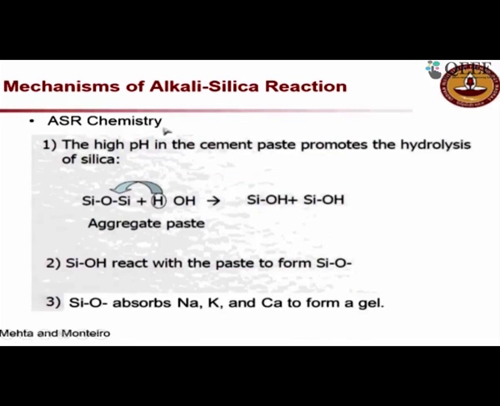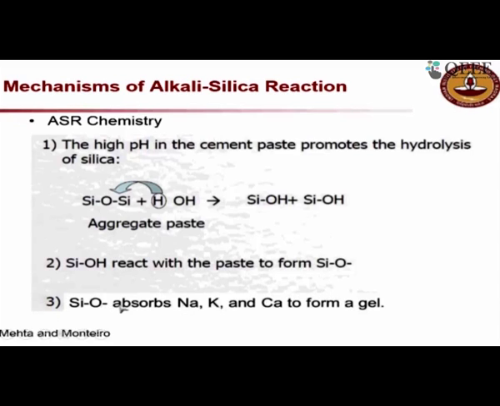Now let us look at the mechanism, or the chemistry, of how this happens. In cement paste, you know that the pH is very, very high. Under this high pH environment, hydrolysis of the silica happens, because at the surface of the aggregates you have a lot of silicon-oxygen bonds. This hydrolysis will form silanol, Si-OH, bonds. This will react with the cement paste, the H is removed, and it later gets replaced by sodium, potassium and calcium. So you will have a structure which is actually a gel structure.